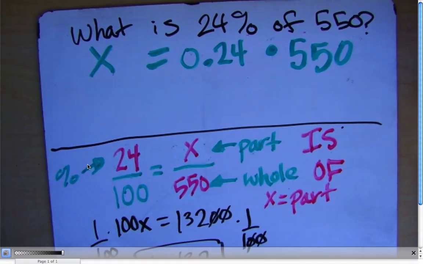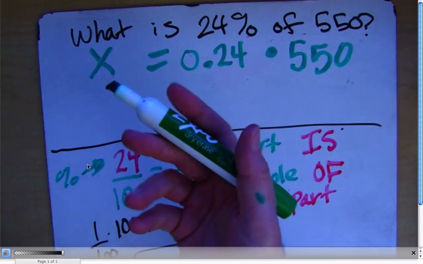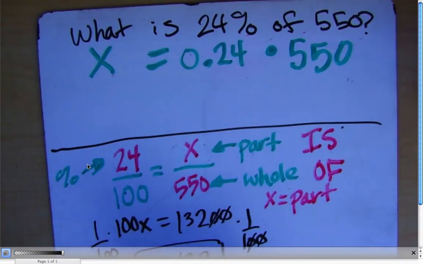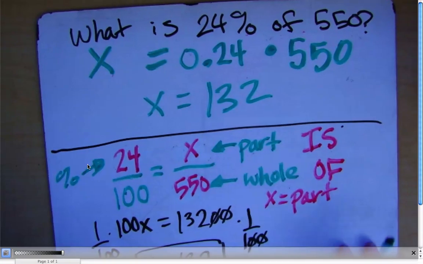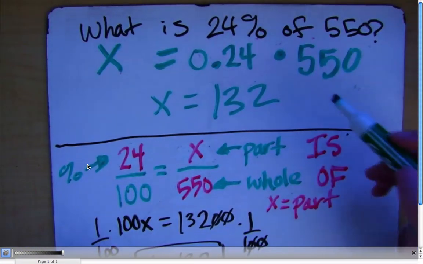So this is our equation. If your x isn't isolated, you need to solve to isolate it. Right now it is isolated, so all I have to do is 0.24 times 550. You punch it in your calculator and you get 132, just like we did down here. Okay? So for these ones, it seems a lot easier.